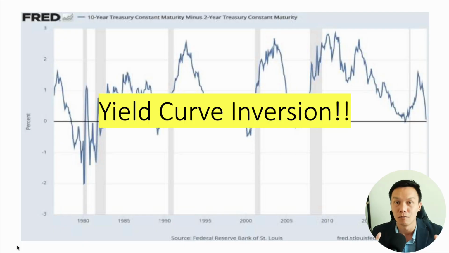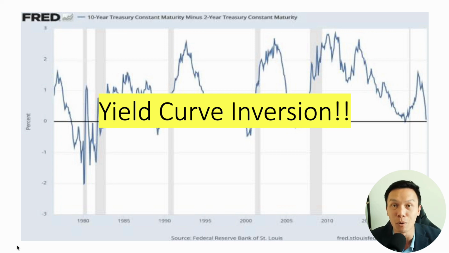Now the yield curve has finally inverted. Does this mean we're going to see a market correction or even a bear market? And more importantly, when is it going to happen if it does? Let's take a look. For those of you who are new, what exactly is a yield curve inversion?